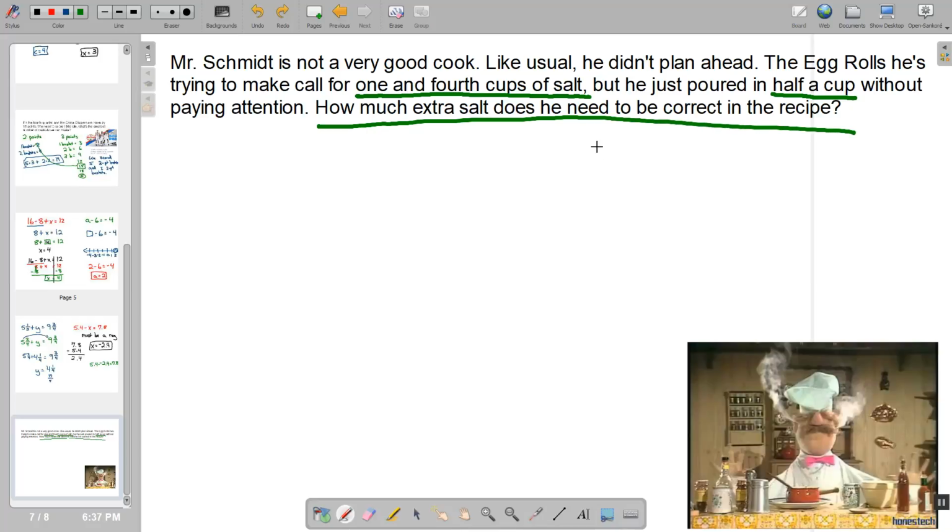So let's write out the equation and then we can solve it. So I need 1 1/4 cups. I already have a half of a cup. And how much extra salt does he need? We'll call this S. So we see fractions. We're adding and subtracting. So we are going to find a common denominator. We're going to turn that into 2/4 is equal to our variable S.